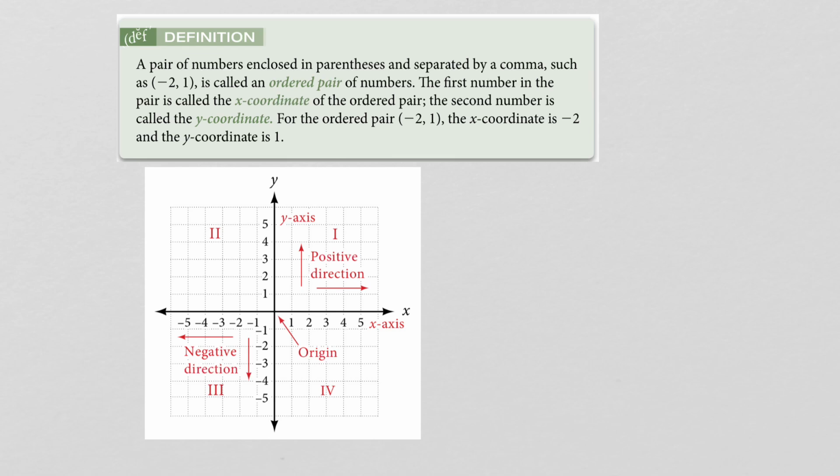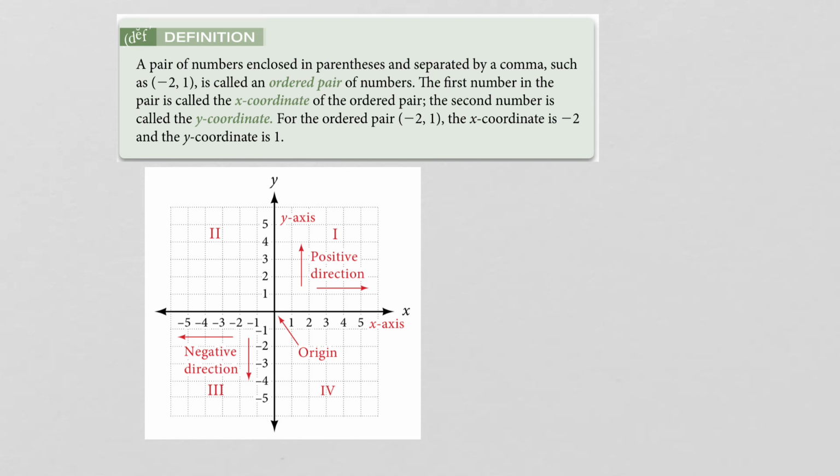Let's recall that when we have a pair of numbers enclosed in parentheses and separated by a comma, such as what you see here, -2, comma 1, this is called an ordered pair of numbers. The first number is called the x-coordinate and the second number is called the y-coordinate. So for this ordered pair, the x-coordinate is -2 and the y-coordinate is +1.